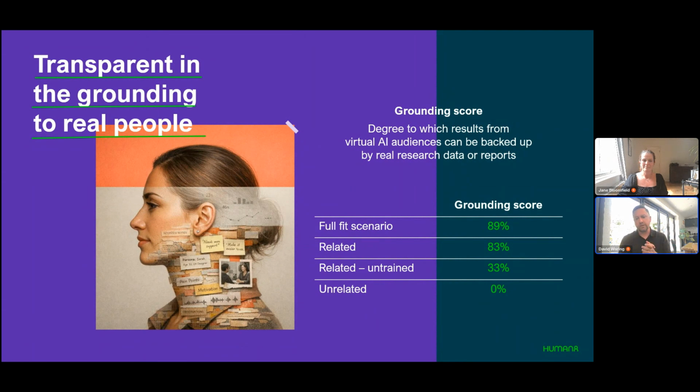The bottom score, the unrelated 0%, is where there has been no primary data at all. So presuming we're asking about coffee and then we've gone and said, tell me about your pets, the unrelated score is 0. We have no primary data on that. So the twin is going to fill in the blank based on its identity card. And we're going to get a fully synthetic answer, which is not based on any real research data or reports. So this is just about giving you the confidence that the twins are coming from primary data that is backed up and that you can trust.